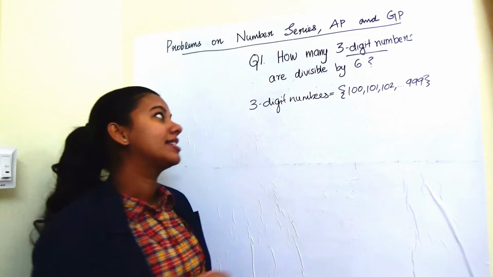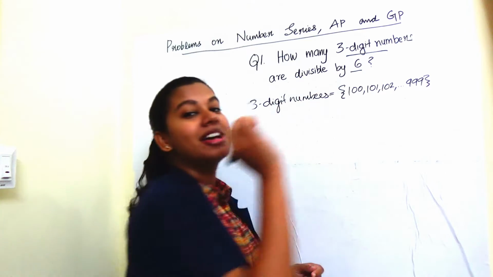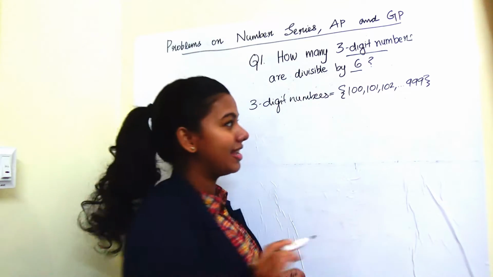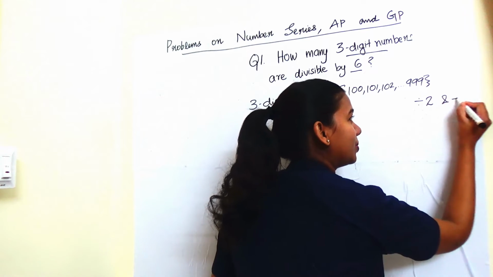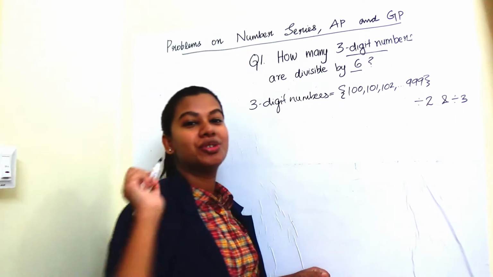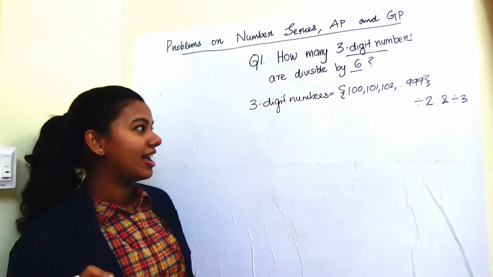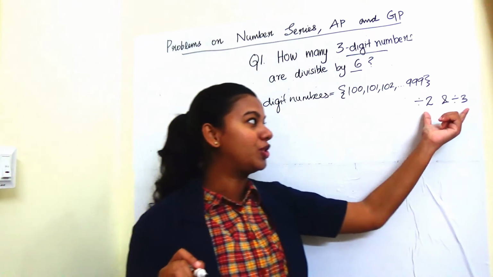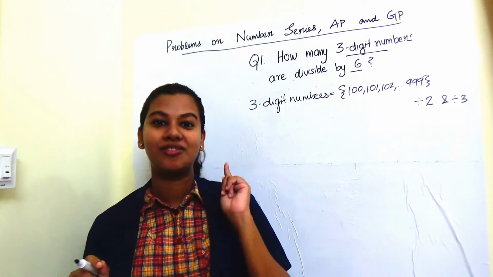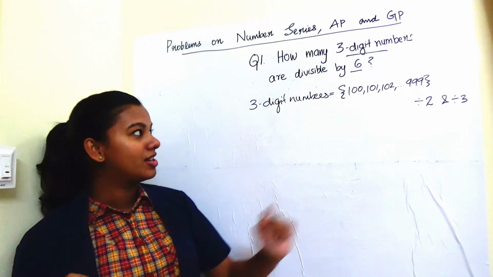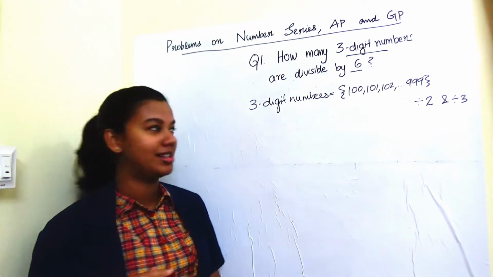So in this case, divisibility by 6. If a number is divisible by 6, then it should be divisible by 2 and it should be divisible by 3. So it should satisfy these two conditions, because 2 into 3 we get 6. Okay, so let's check the first number.